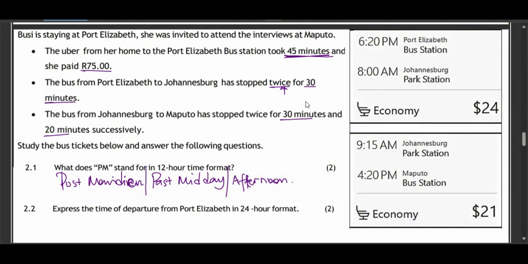Okay, express the time of departure from Port Elizabeth in 24-hour format. Now look here, from Port Elizabeth, the time left is 6:20 p.m. How do we express it in the 24-hour system? It would be 1824. Oh, sorry, not 24. It will be 1620. Take note, please, here we don't put PM or AM. We only write the time and we are done.